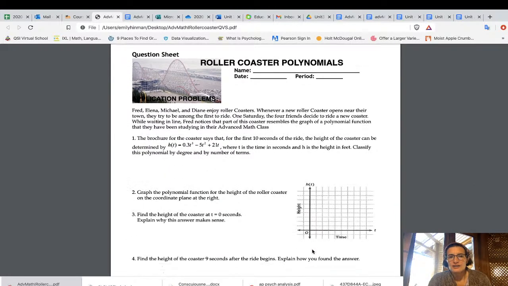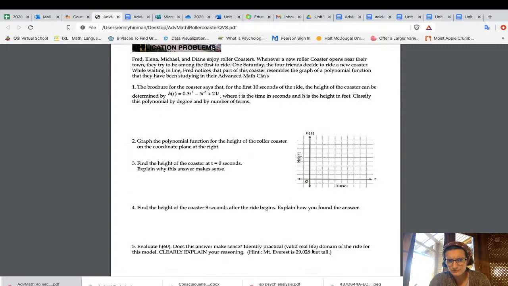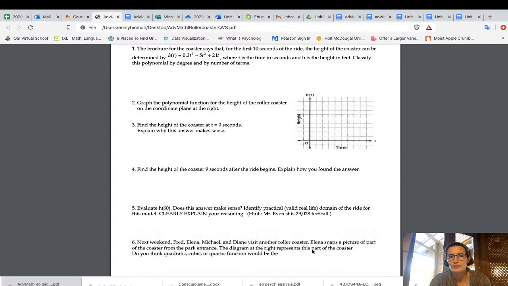So we have, it says Fred, Elena, Michael, and Diane enjoy roller coasters. Whenever a new one opens, they want to ride it. On Saturday, the four friends decide to ride a new roller coaster. While waiting in line, Fred notices that part of this roller coaster resembles the graph of a polynomial function they've been studying in their advanced math class. So the brochure of the coaster says that for the first 10 seconds of the ride, the height of the coaster can be determined by this polynomial function, where t is the time in seconds and h is the height. Classify this polynomial by degree and number of terms. Easy peasy, right? And you're going to graph it, and you're going to say whether it makes sense.